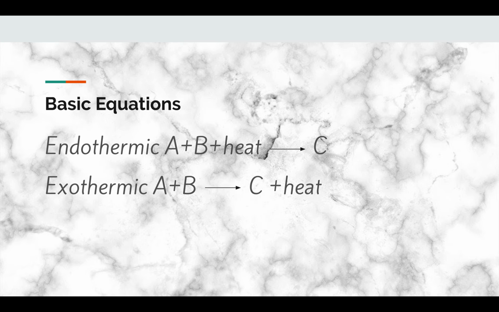Some basic equations that you should know to find out if it's endothermic or exothermic: for example, A plus B plus heat yields C is endothermic because heat is on the reactant side. And A plus B yields C plus heat is exothermic because heat is on the product side.